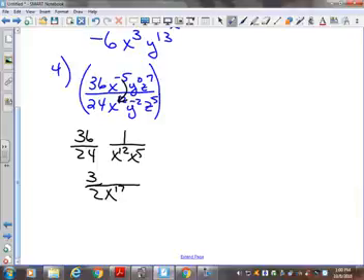The rule in division is you subtract. Negative 5 minus 12 comes out negative. I like my positive powers. I don't like negative powers. So I always move them and get rid of the negative so I can work with positive powers.